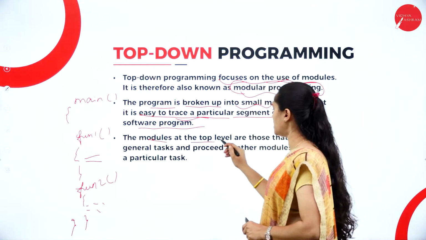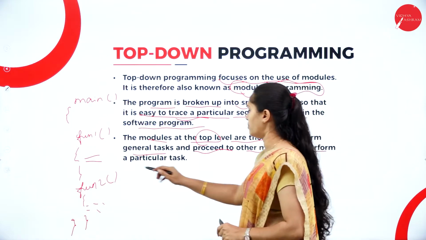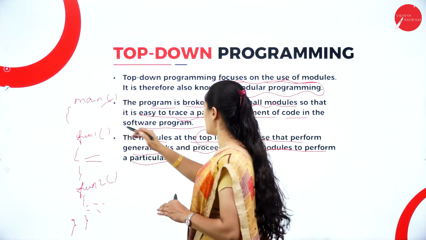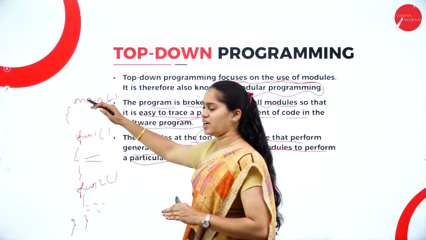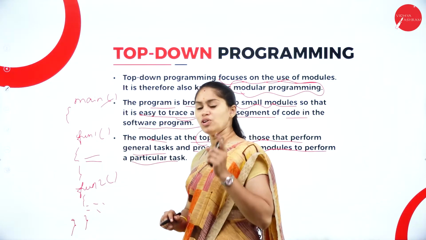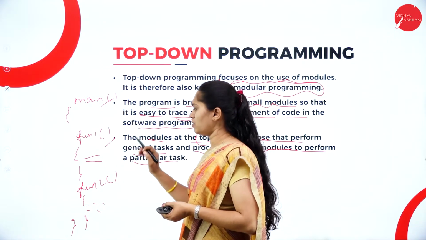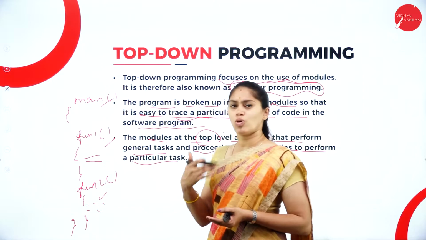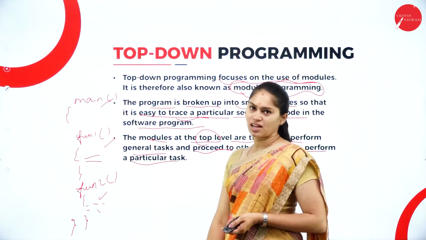Modules at the top level are those that perform the general task and proceed to other modules to perform a particular task. As I told earlier, the main function will be considered the top level module that performs a general task. It will be general for all other functions. But function 1 and function 2 individually will perform a unique task. Whatever function 1 is performing will not be performed by function 2. All these functions have their own potential to produce a particular task. That is what we are doing in the top-down approach.